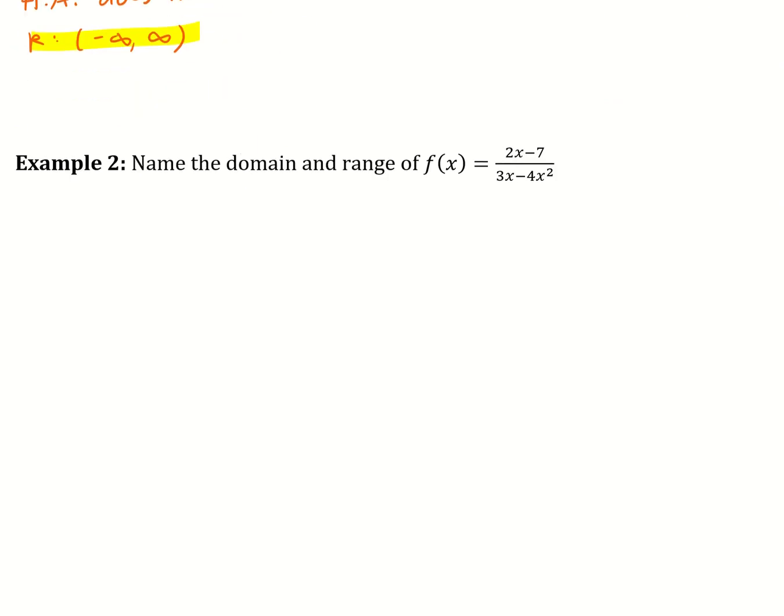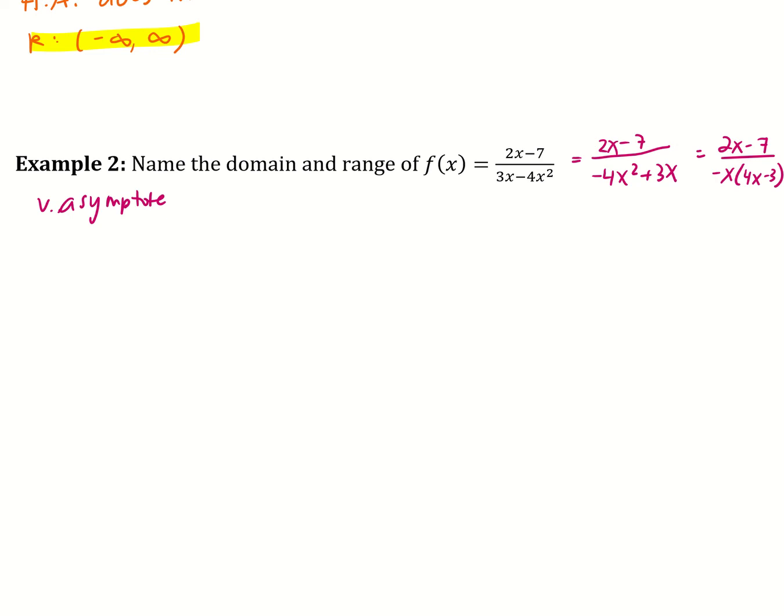Let's take a look at 2 more examples. Domain, x values. Let's think about our vertical asymptotes. It's kind of hard to tell here because the denominator isn't factored. So let's go ahead and put those terms in order and then factor the denominator. They've both got an x. I'm going to take out a negative x to make that 4x, the first term in my parentheses, positive. And what I notice is there are 2 factors here, a negative x and a 4x minus 3.